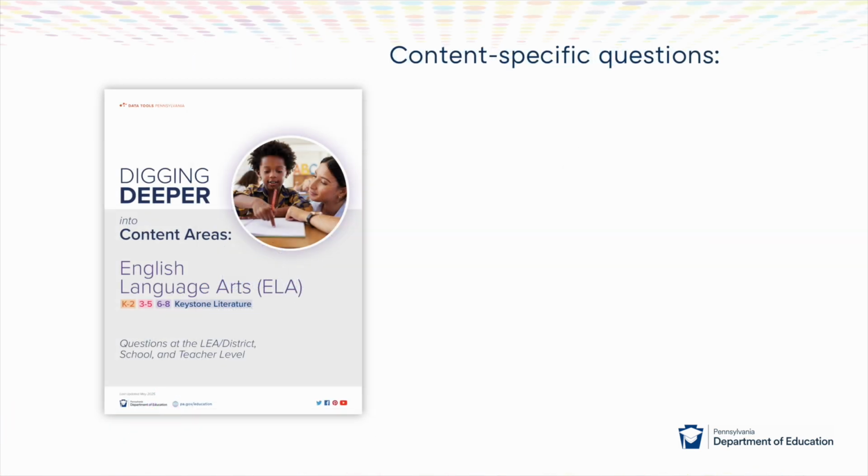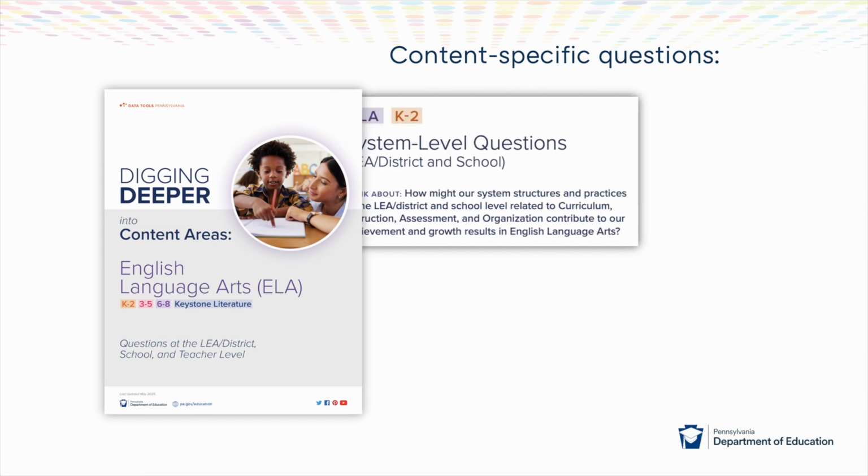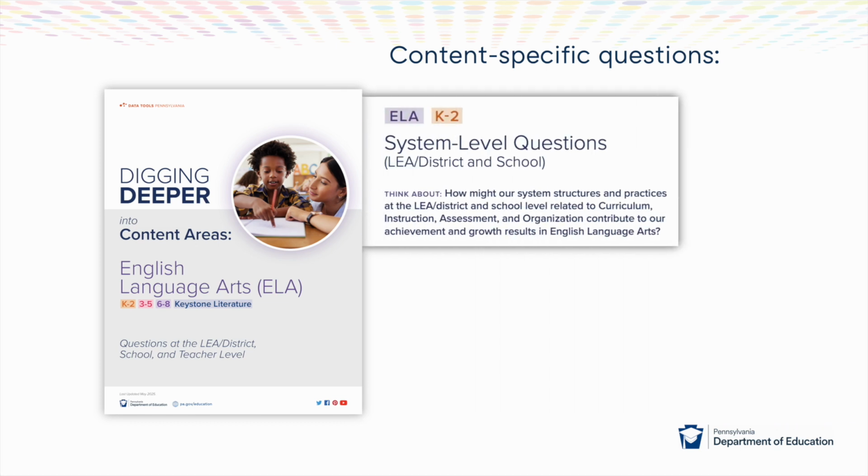The content area focused guides, ELA, Math, and Science, are organized into two sections. The first is for school or system-wide issues and discussions. This section is best used when analyzing school-level data at the grade or subject level. Teams of teachers might use the questions to look at the overall health of a school or grade level, or a subject area across grades.